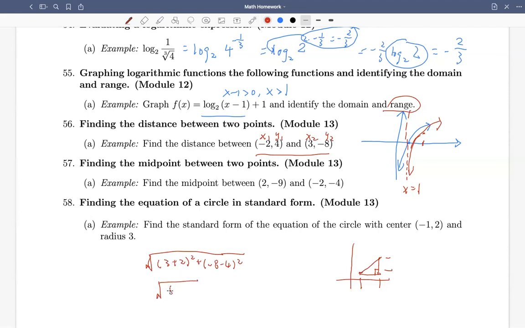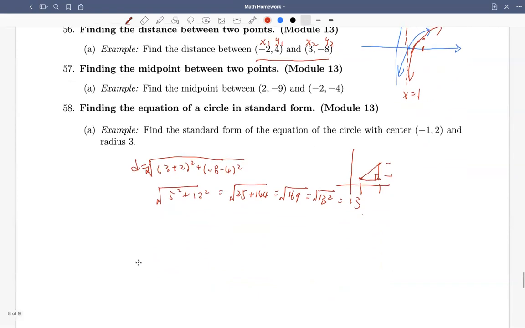So then we do the calculation. 3 plus 2 is 5, 5 squared. Negative 8 minus 4, that's negative 12. Negative 12 squared is positive 12 squared, because when you square a negative number, you still get a positive. So we get 25 plus 144. We get 169, which is 13 squared. Square cancels out square root. So the distance is 13. In pure mathematics, we don't care about the unit. Only in life applications do we care about the unit. So for now, just pure mathematics. No units. Just distance 13.